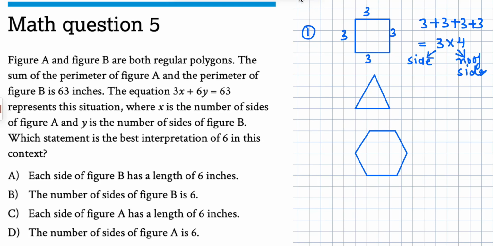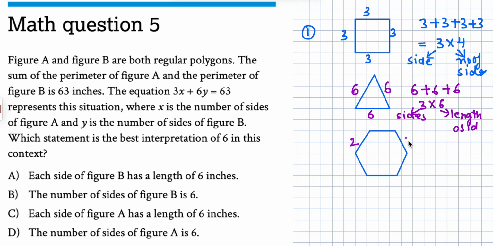Now let's see this triangle. Let's say this side is 6. So what I am doing is 6 plus 6 plus 6. So this is 3 times 6, 6 is added 3 times. Again, this is about the number of sides and the length of a side, right? And let's say this other one is 2.